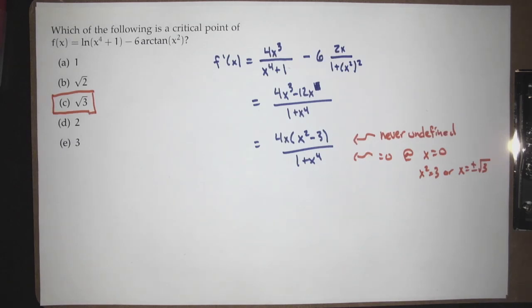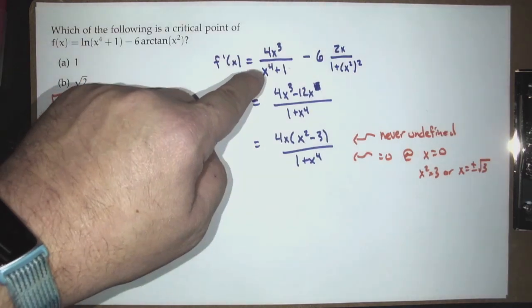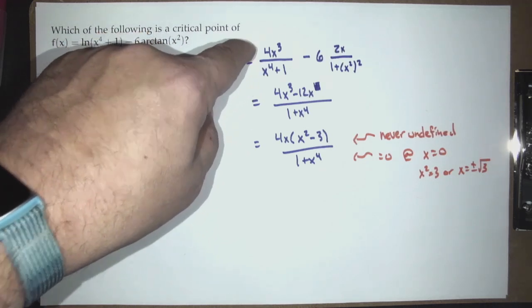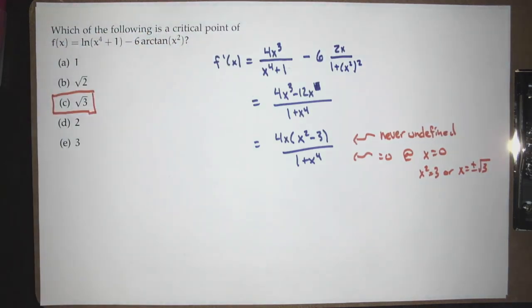Okay, so critical points, we take our derivative, because we don't have any boundaries. So the derivative of log of x to the fourth plus 1, whenever you're taking a derivative of log, whatever function's on the inside goes in the denominator, the derivative of that goes in the numerator. So 4x cubed over x to the fourth plus 1.